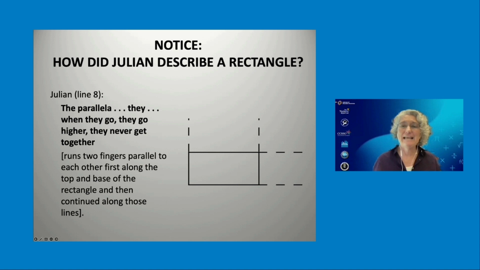So I want you to notice, how did Julian describe a rectangle? So students were grappling with the definitions of quadrilaterals, but also with the concept of parallelism. So one important aspect of parallelism is that one needs to imagine, hypothesize, or predict what's going to happen to the two line segments if they're extended indefinitely. Although two line segments may not meet here and now, what matters when deciding if two lines are parallel or not is whether the imagined lines would ever meet.